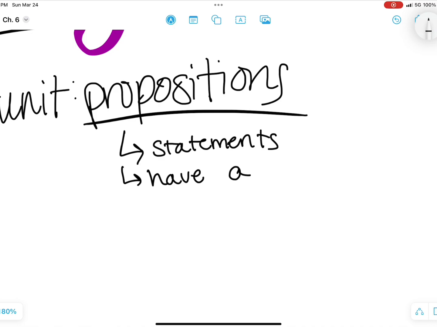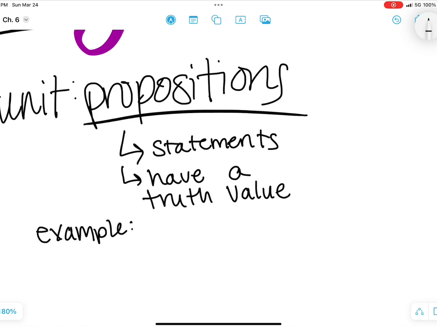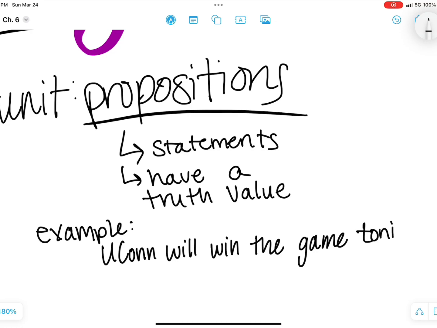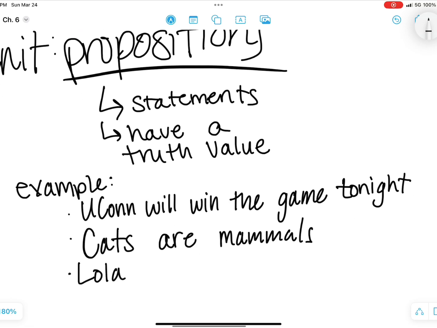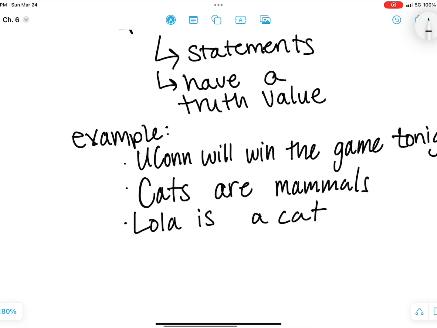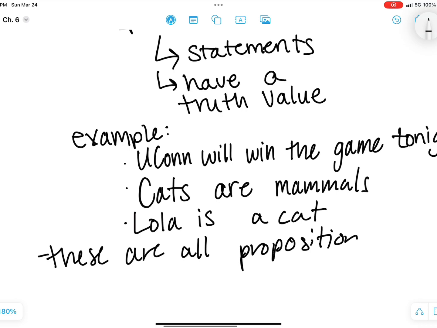And we did a whole unit before on a certain type of proposition, the categorical proposition. So those are all examples of certain propositions. All cats are mammals. But basically any sentence that has a truth value can count as a proposition. For example, UConn will win the game tonight. That's a proposition. It's either true or it's false. Cats are mammals, also a proposition. Lola is a cat, also a proposition. Again, all of these statements have a truth value.